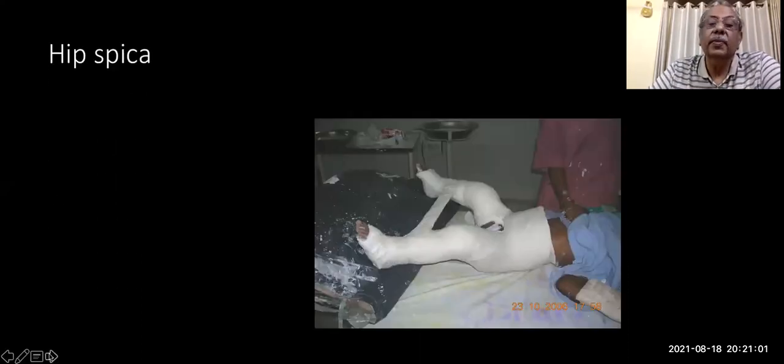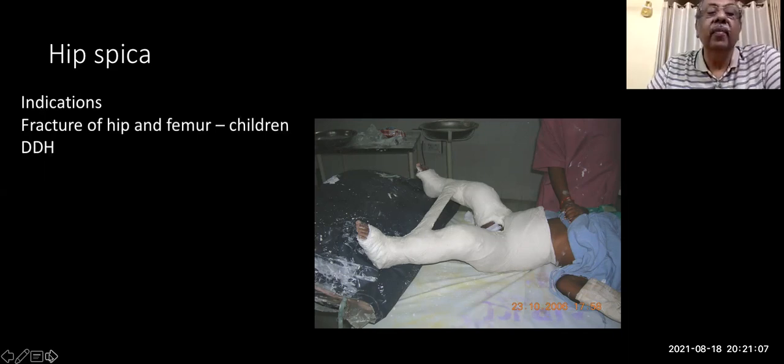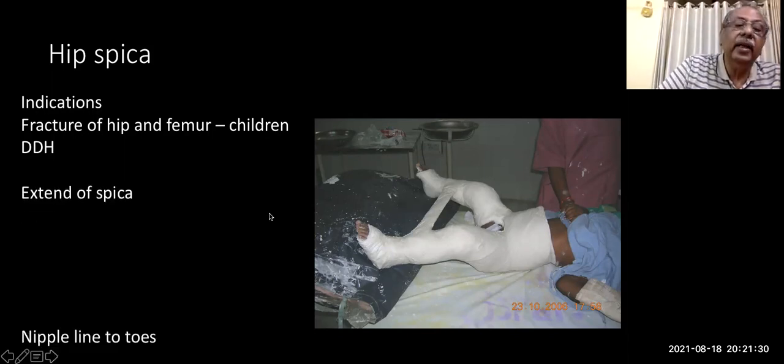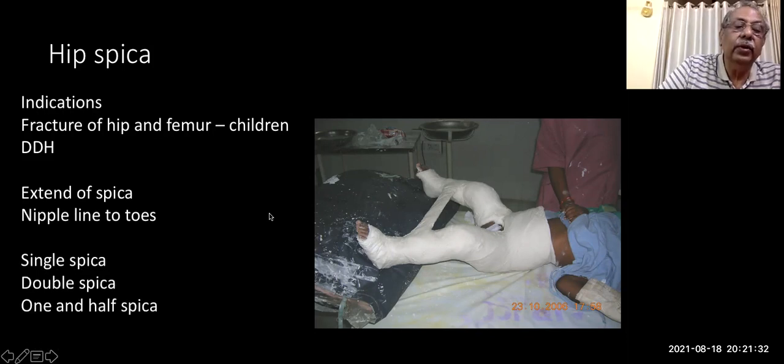Now coming to the hip spica, this is another thing. If it is present, it can be asked. So the common indications are fracture shaft of femur in a child, usually a young child below 5 years, and in DDH. These are the two main indications where this hip spica is commonly used. It can be a unilateral spica or a bilateral spica. And the extent of the spica is from the nipple line to the toes.